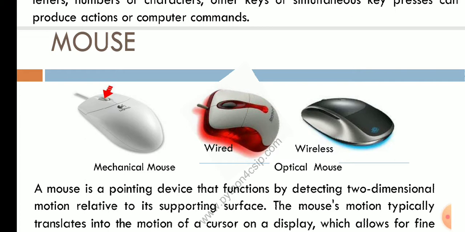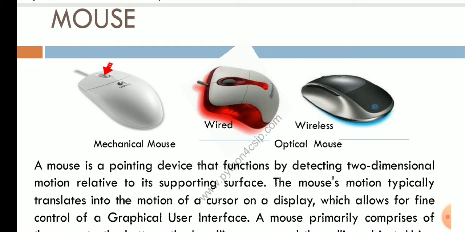Next device is the mouse. Mouse is also one of the input devices. Mouse is called a pointing device, because if you move the mouse, you can find a cursor, either an arrowhead or a blinking line, moving on the screen. So we call the mouse a pointing device.